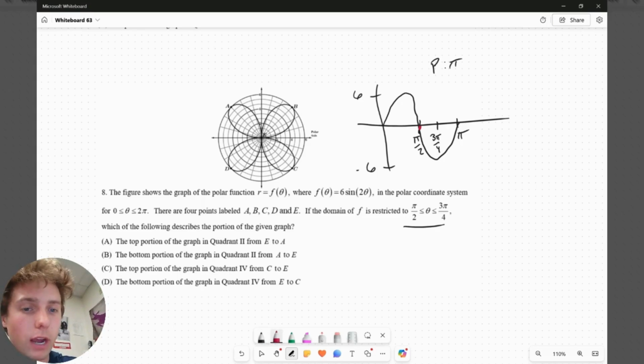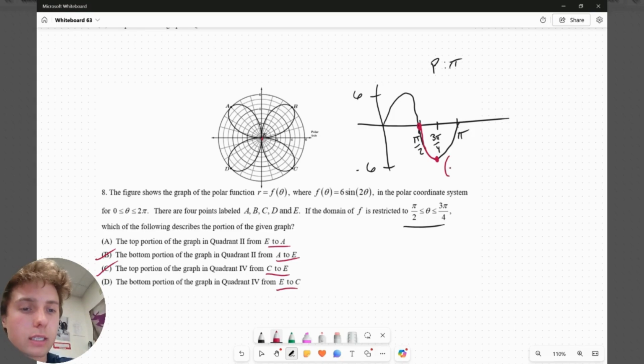What section of the graph goes from a 0 out to a maximum? Well, let's look. E to A, that is 0 to max. A to E, that's max to 0. That does not work. C to E, that does not work. It goes max to 0. E to C might work. So let's look at A and D.